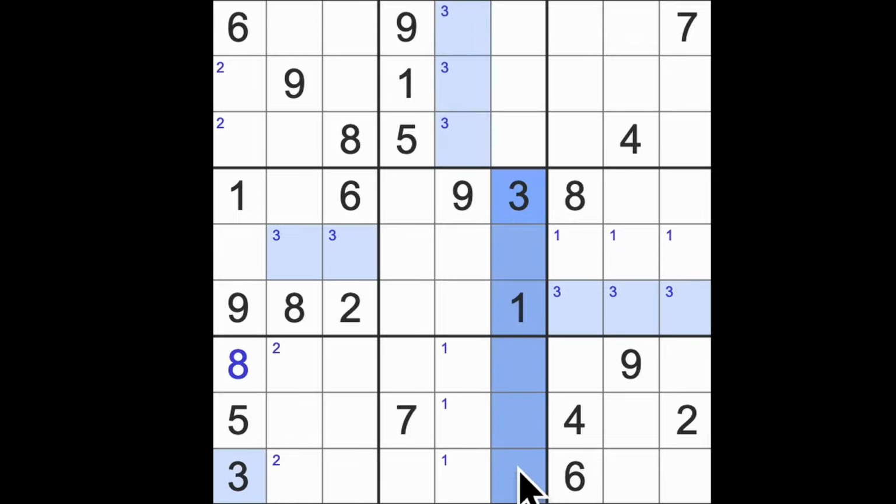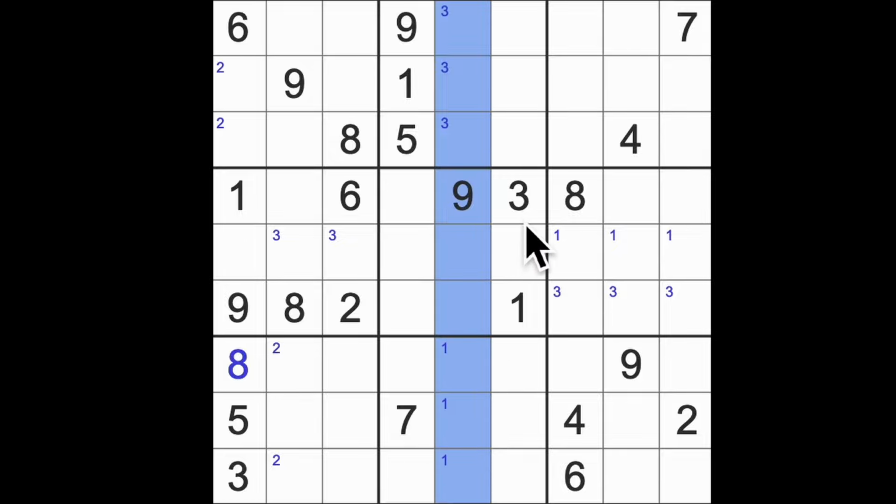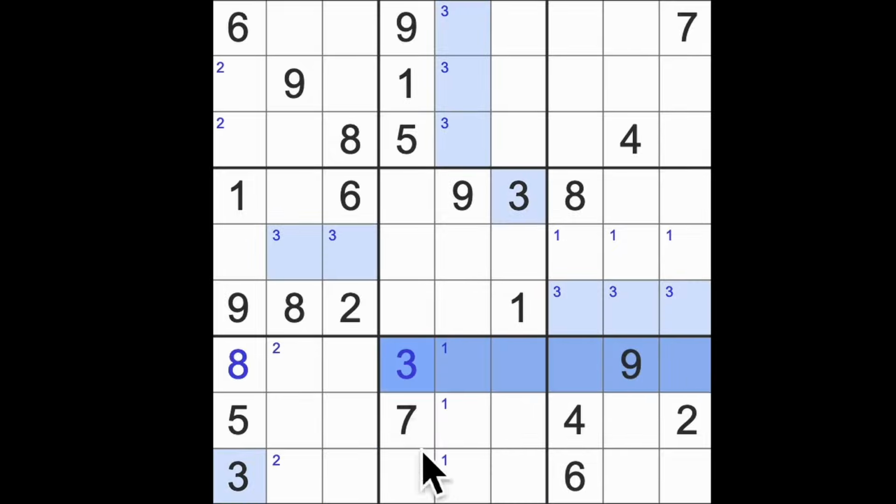There we go, three blocking up here, so three is in one of those squares, three blocking down here, and across there will give me a three in that square, three across here and there will give me three there, and let's remove that candidate three that we don't need.